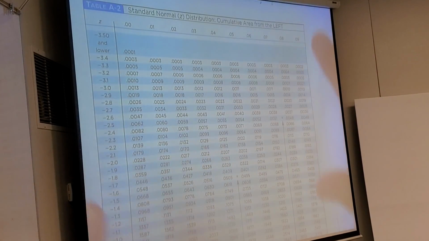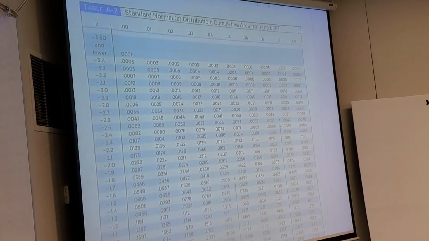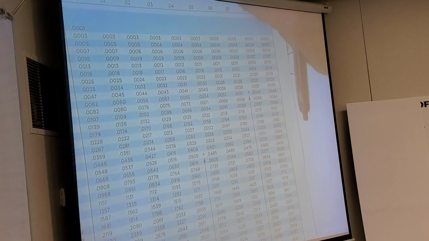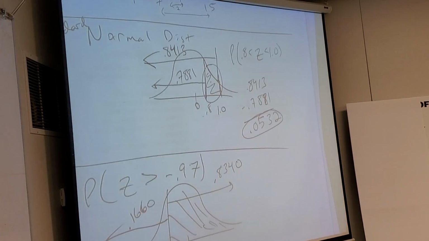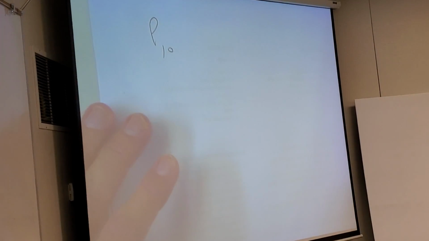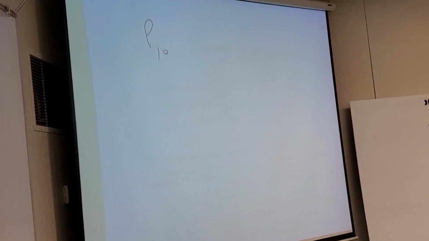So if I know a z-score, I can look it up and find the area. If I know the area, I can look it up in here and find a z-score by looking back out. So what did we just do? If I would ask you, what's the 10th percentile z-score? What does 10th percentile mean? That means 10% of the data should be where?